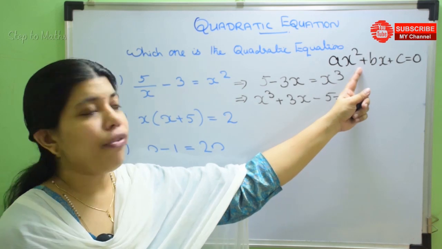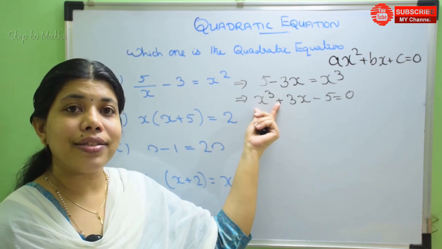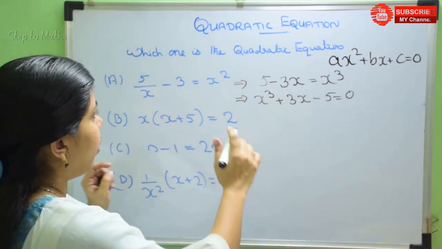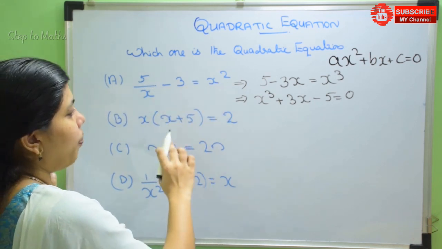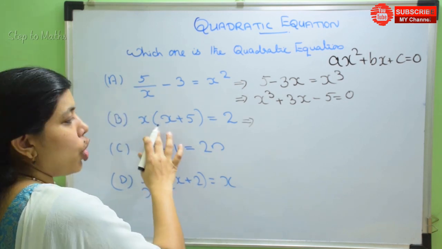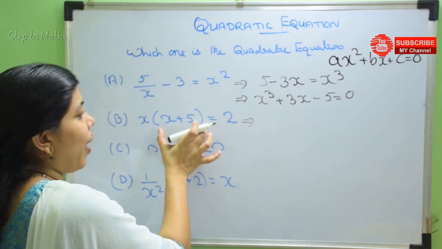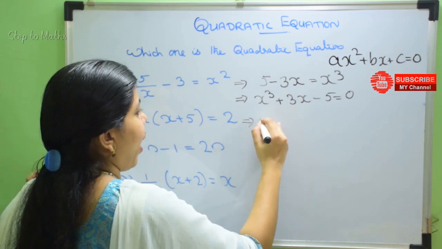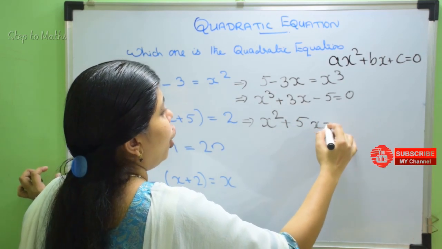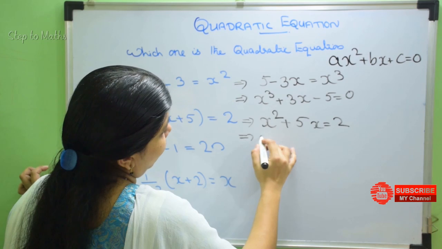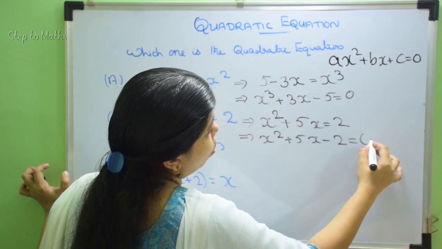This is not in the form of ax square plus bx plus c is equal to 0, because the highest power of the variable x is 3. That means this equation is not a quadratic equation. Consider the second one. x into x plus 5 equal to 2. First, remove this bracket. For that, multiply it. x into x, x square plus 5x equal to 2, or we can write it as x square plus 5x minus 2 equal to 0.